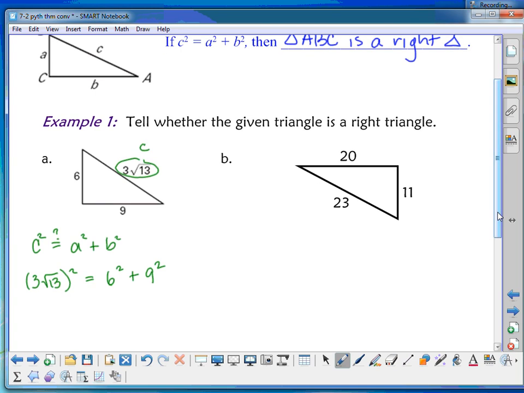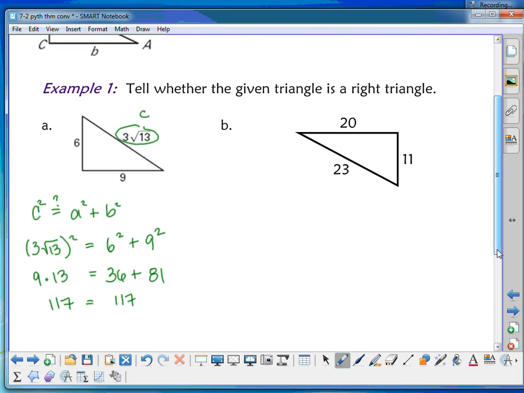And so if I square everything in my parentheses there, 3 squared is 9, and the square root of 13 squared, they just undo each other, they're opposite operations. So I have 9 times 13, does that equal 6 squared, which is 36, plus 81? And so when I multiply out 9 times 13, I get 117. And if I add these two together, I also get 117. So that means that this first one is a right triangle, because c squared equals a squared plus b squared.